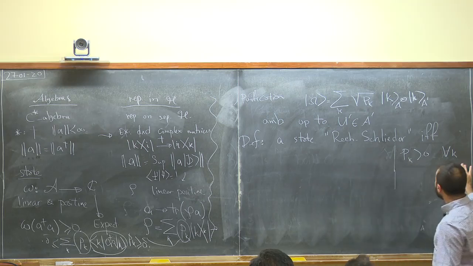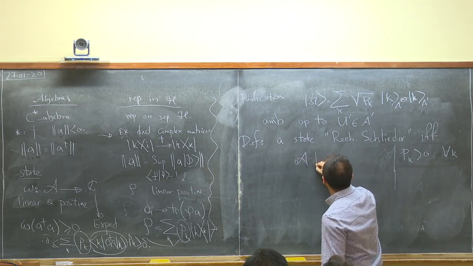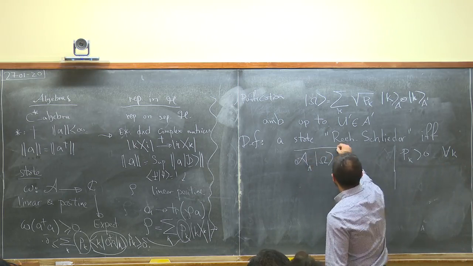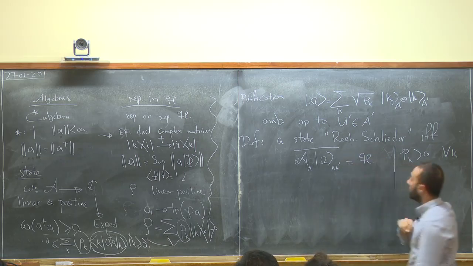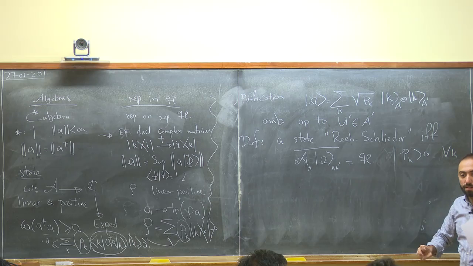The analog of this is the statement that A acting on omega of A prime, the closure of this, is the full Hilbert space. Roughly, if omega in a quantum field theory was the background state, then this will be the statement that the background is cyclic and separable. Let's not introduce new notation. Just to get the intuition, this will be the statement, right?